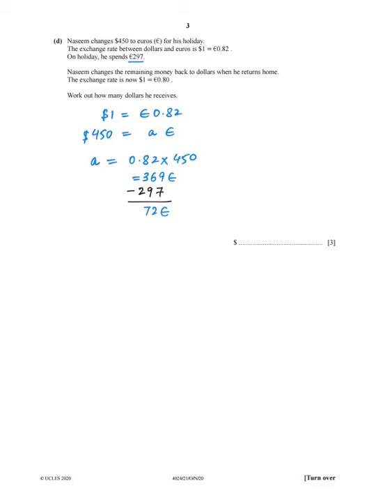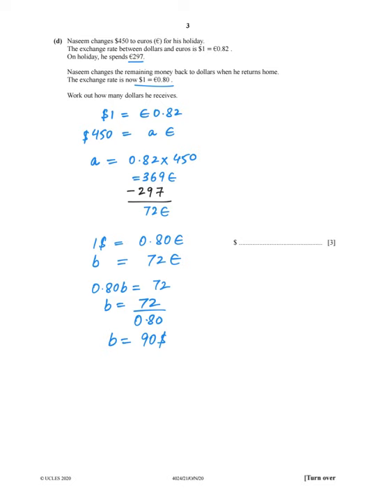Naseem changes the remaining back to dollars when he returns home. Now the exchange rate is $1 equals 0.80 euros. So he is saving 72 euros. What is the amount of dollars we need to find? We need to do the cross multiplication. So that will be 0.80B equals 72, and B equals 72 divided by 0.80. Alright, so that will be equal to 90. So that means now he has $90.